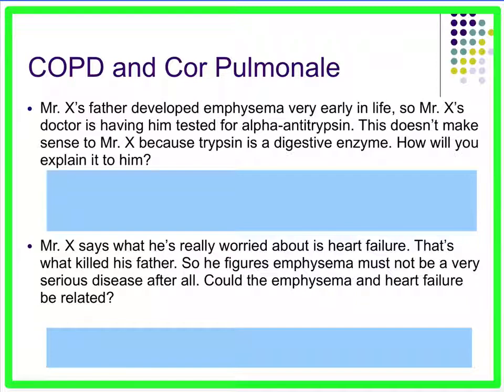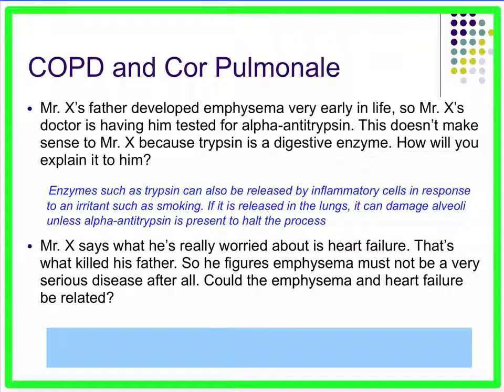Okay, so Mr. X's father developed emphysema very early in life. So Mr. X's doctor is having him tested for alpha-1 antitrypsin. This doesn't make sense to Mr. X because he knows that trypsin is a digestive enzyme. How will you explain it to him? Well, he's absolutely right. Trypsin is a digestive enzyme, but it's also released in the lungs. And normally, we have alpha-1 antitrypsin to block the action of trypsin so that we don't damage our own tissues. And so he's looking to see if there's an issue with the antitrypsin that might be causing emphysema.